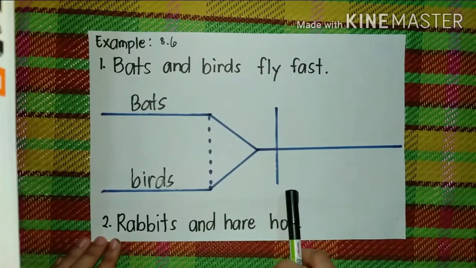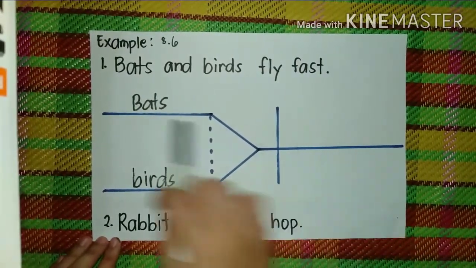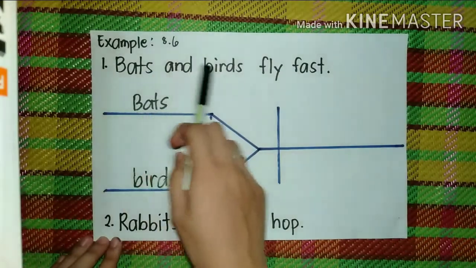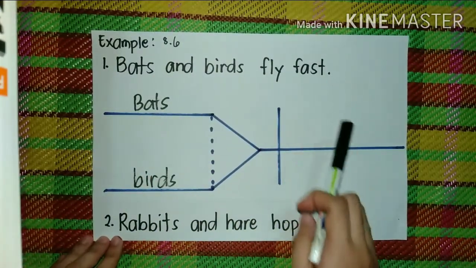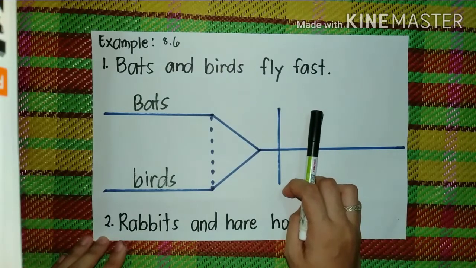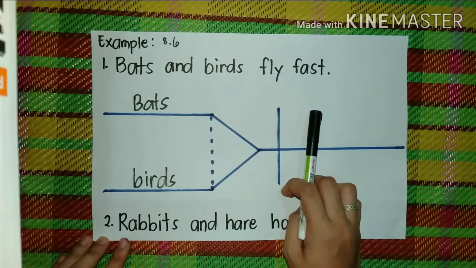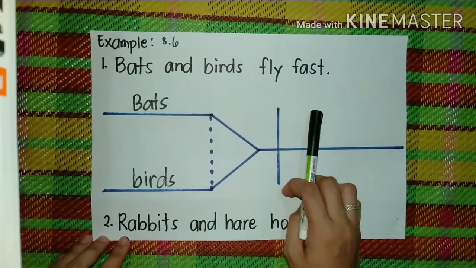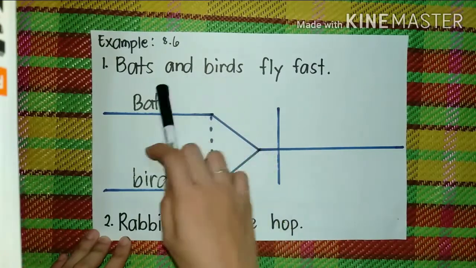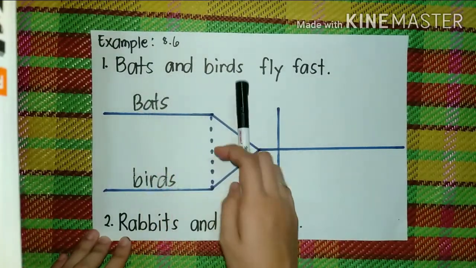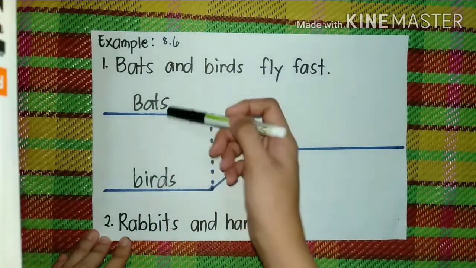Now let's try these examples. Example number 1, bats and birds fly fast. So in our diagram, we should identify first which are the subjects in this sentence. So the subjects in this sentence are bats and birds, since we are talking about bats and birds. Now, I wrote it already here.